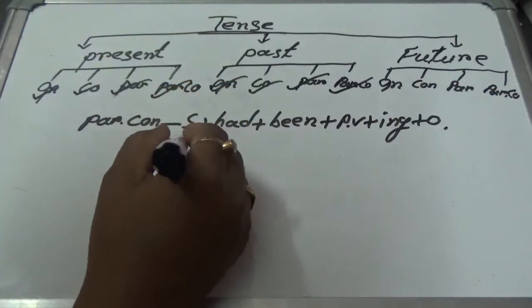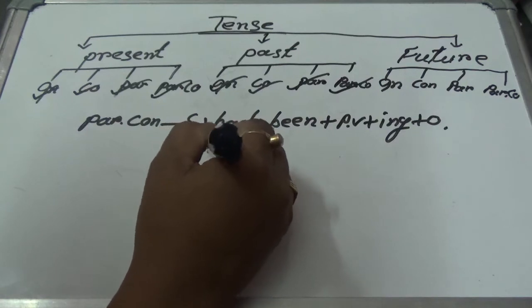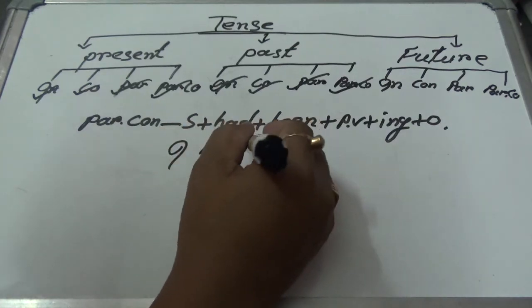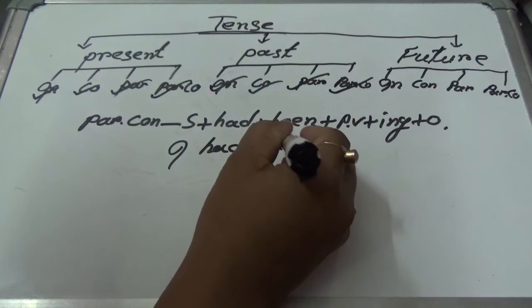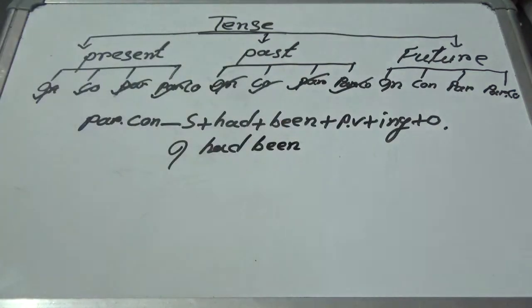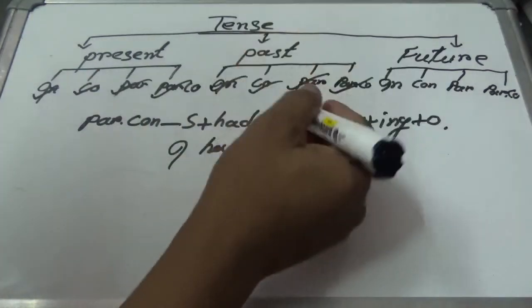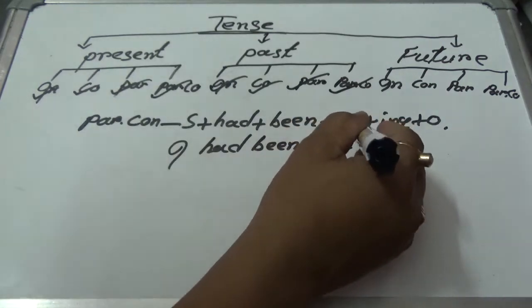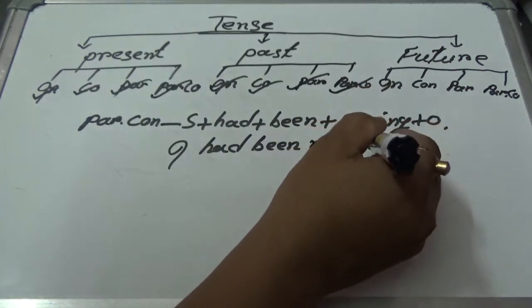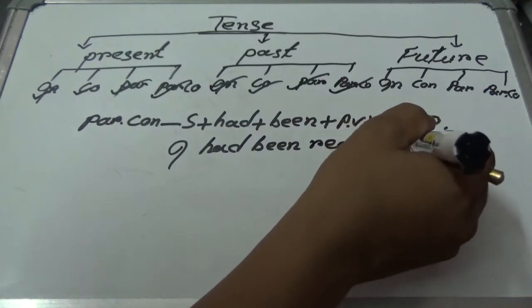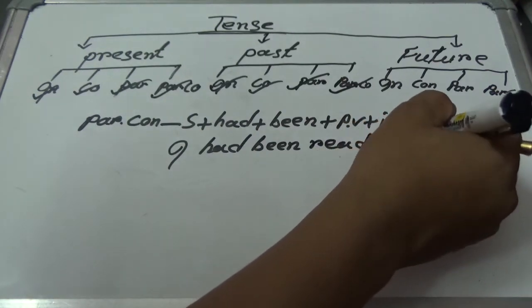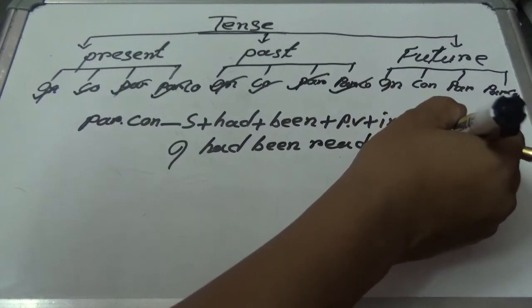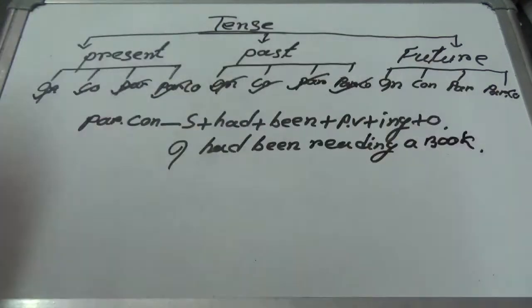As per necessary, I had been. Any principal verb ING you can collect, no problem. I had been reading a book.